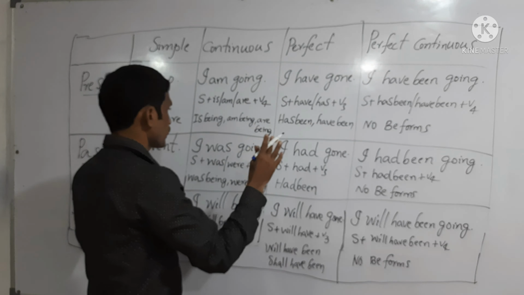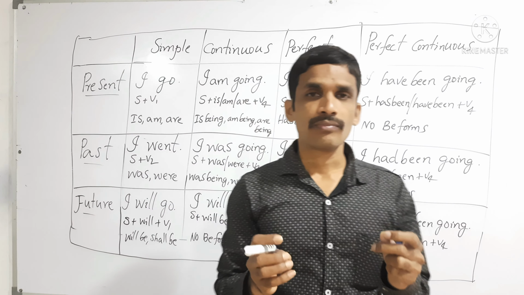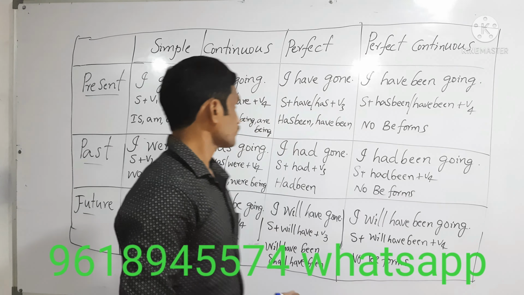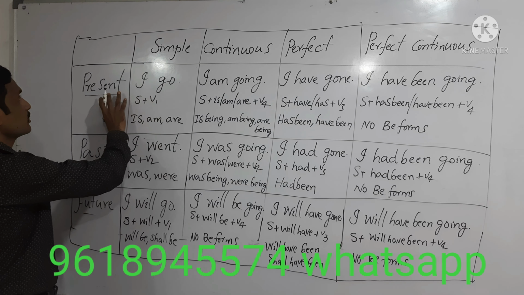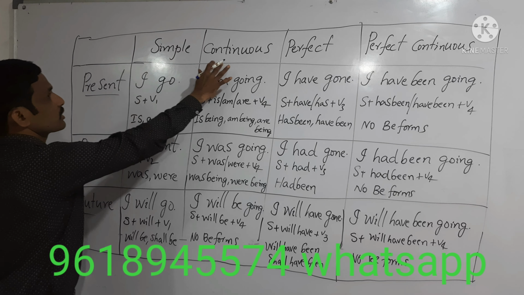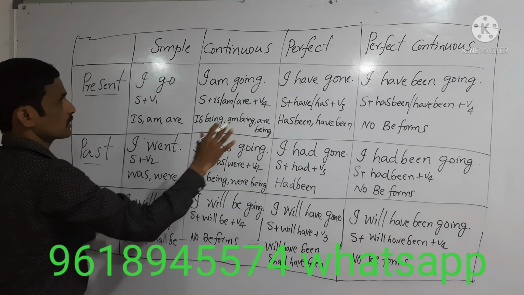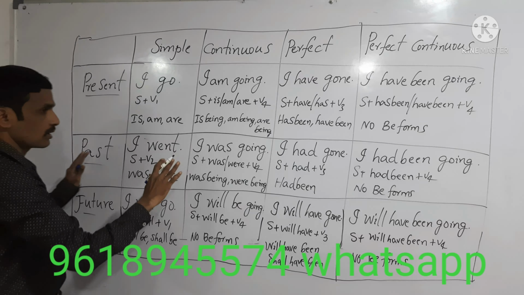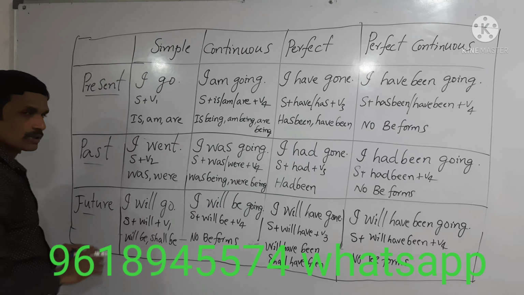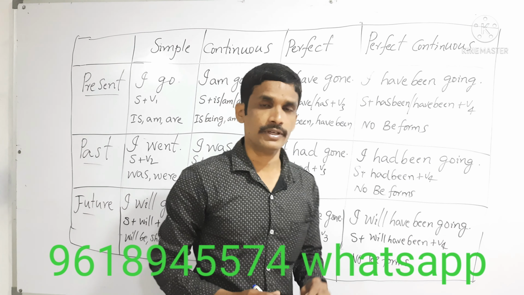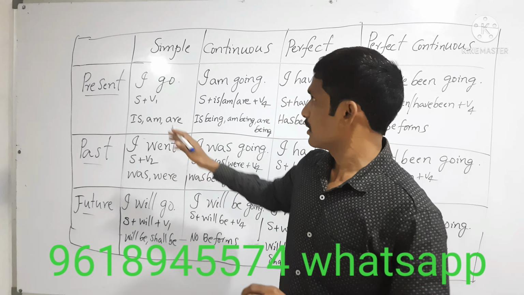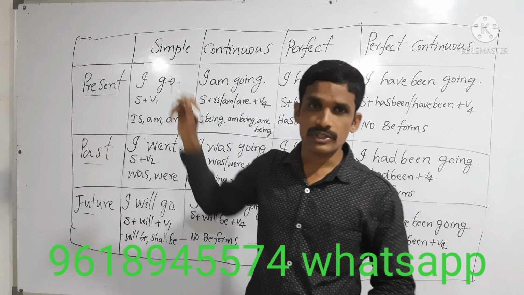So I'm just trying to explain all the 12 tenses in a simple way. Here you can look at this table: present simple, present continuous, present perfect, present perfect continuous tense. In the same manner, the subtenses of the past tense and the subtenses of the future tense you can see clearly. So let us see present simple tense or simple present tense.